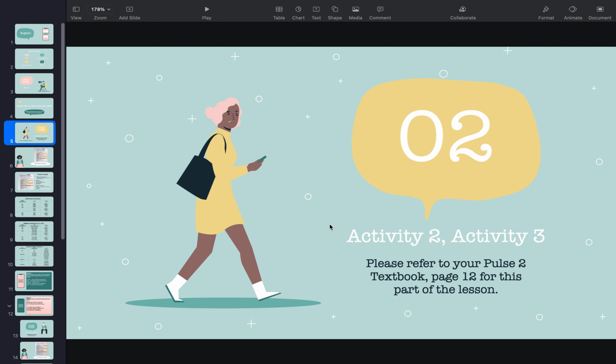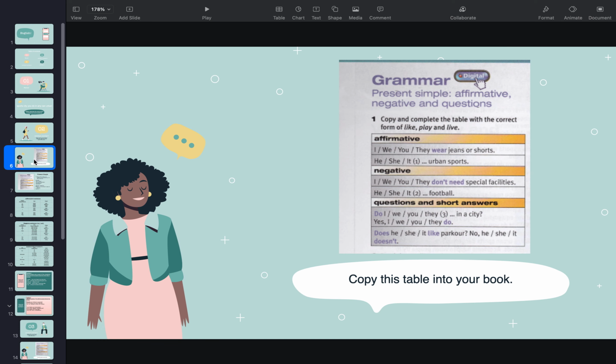So, if you don't have it, it's okay. I have already included the picture of the page, but it would be so much better if you have it on your hand. Tapi lebih baik kalau ada lah dekat tangan kamu sekarang. Buku teks PALS 2, page 12. Okay, let's check it out.